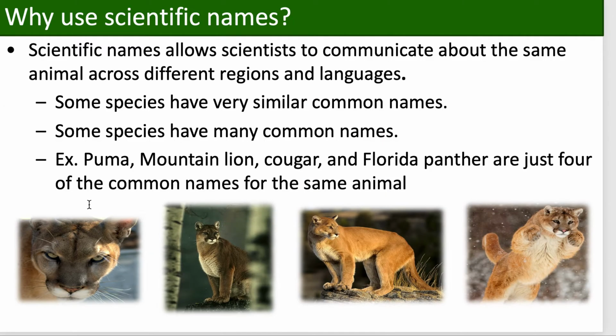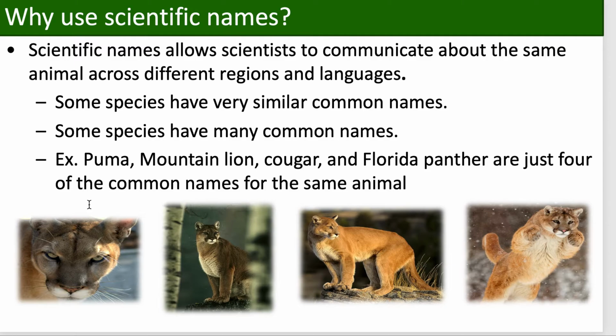So why do scientists use scientific names? Why is it such a big deal to have this formal system? Why not just use common names? Well, scientists use scientific names to communicate about the same animal across different regions and languages, and it makes everyone use the same term when talking about that one animal.